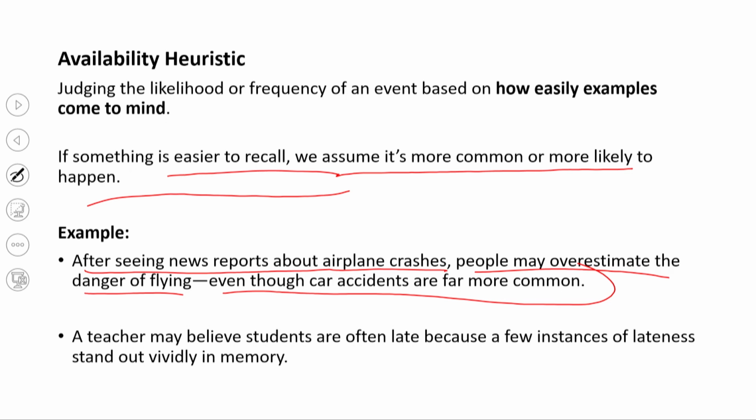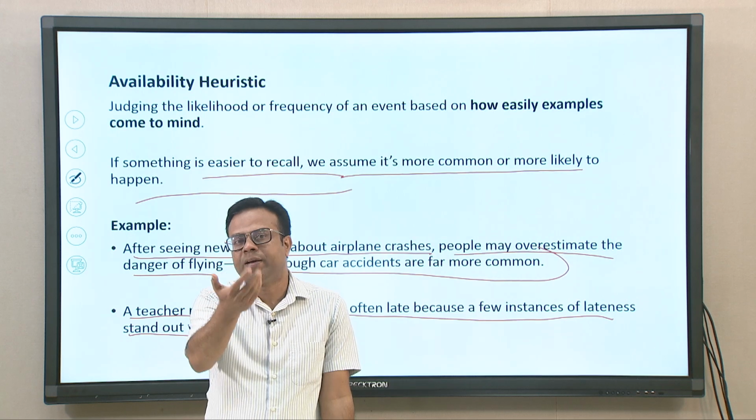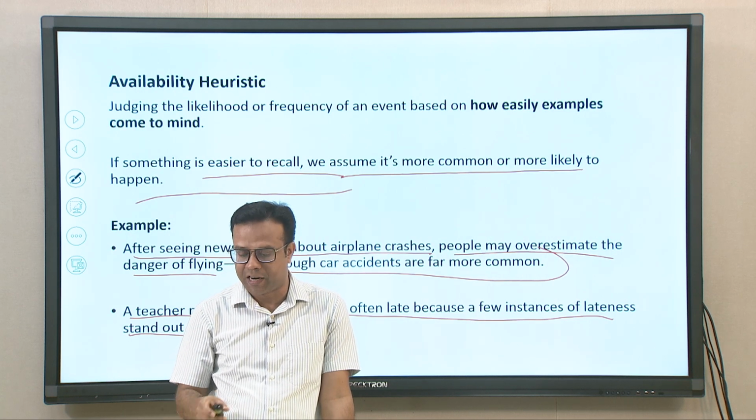So that is a way of solving problems. For example, a teacher may believe students are often late because a few examples of lateness stand out vividly in memory. A few students came late recently, so you think most of the students are late, which may not be the case, because you only have fresh memories of some late cases. So this influences your decision making, and whatever path you take, whatever way you solve a problem, it can be influenced by these heuristics, mental shortcuts.